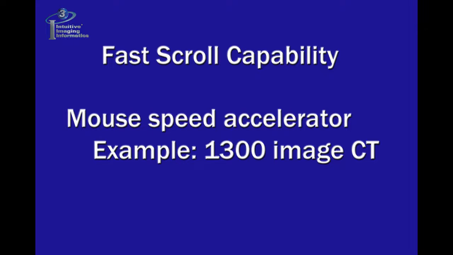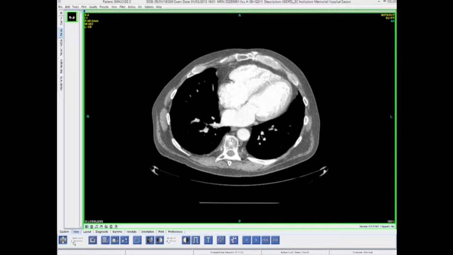Mouse speed may be changed based on a slide bar on the ImageQube viewer. In this example of a 1300 image CT, the mouse scroll speed may be selectable between 1 and 10, with acceleration beginning at about mouse speed 8.